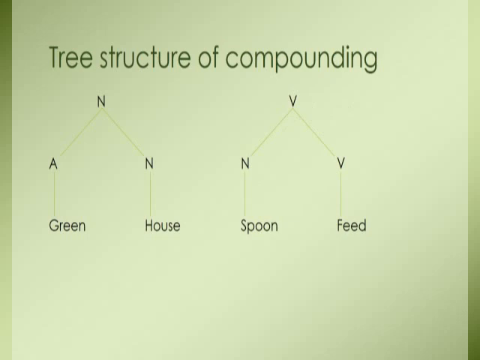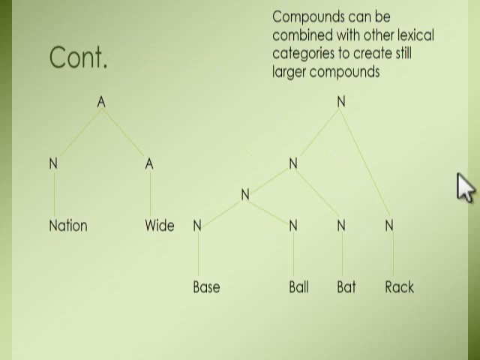Okay, we go to the next, because as I have said, in compounding it is possible to have more than one word or more than one morpheme. So this is the possible creation for the more complex compounds. Okay, this is the previous one for adjective compounds.